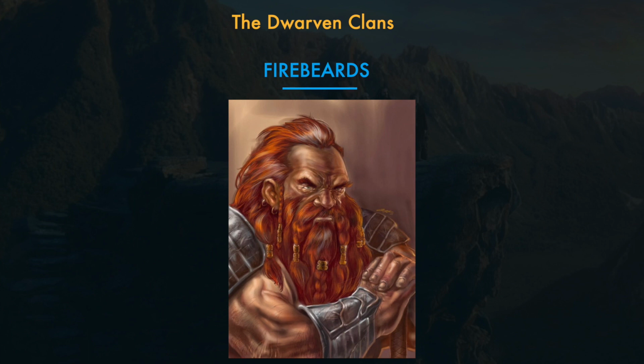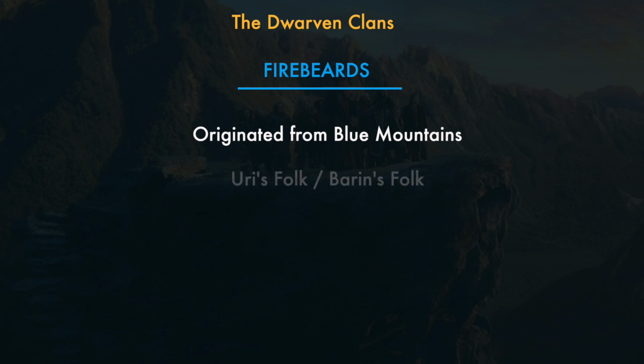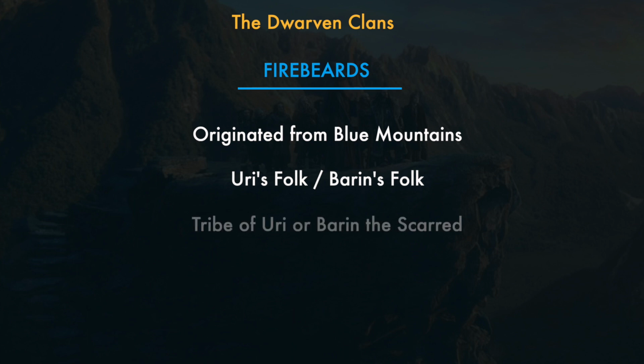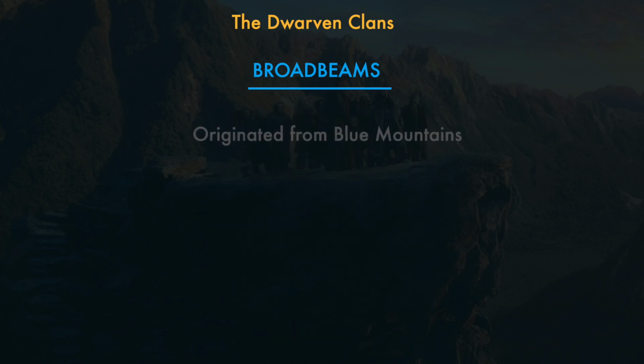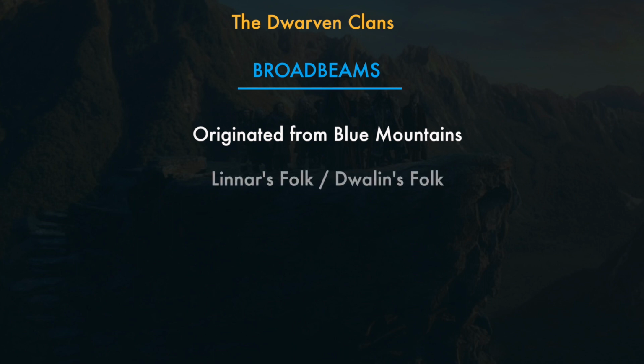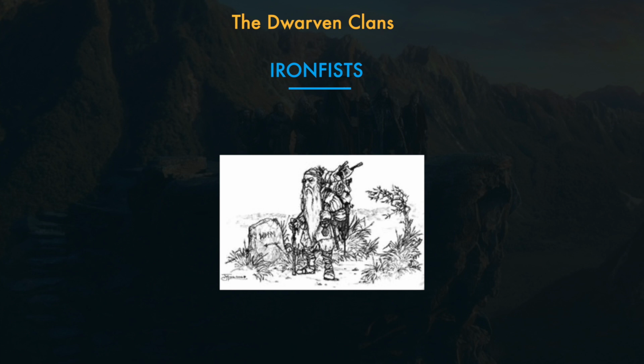Then we have Firebeards. They originated from the Blue Mountains. They were also known as Uri's folk or Barin's folk, the tribe of Uri or Barin the Scarred. Then we have the Broaddims. They originated from the Blue Mountains. They were also known as Linar's folk or Dwalin's folk, the tribe of Dwalin the Wise or Linar. The Firebeards and the Broaddims were paired in their habitat.